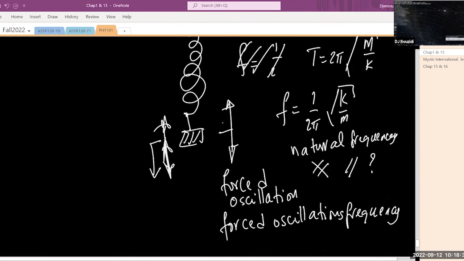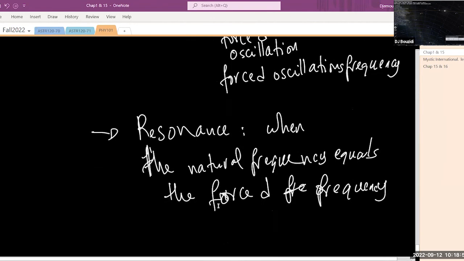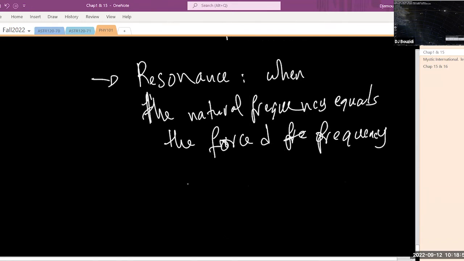So as it's going down on its own, you're pushing it down also. So the amplitude will be higher. As it's going up on its own, that is the natural frequency, you're pushing it up. So they're equal in this case. So again, you're pushing it more than it should be. So in the case of resonance, usually the amplitude is higher.